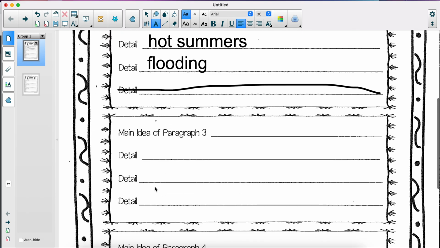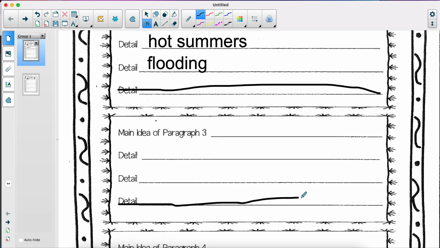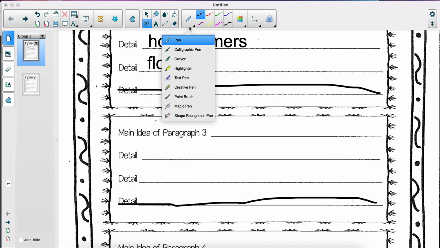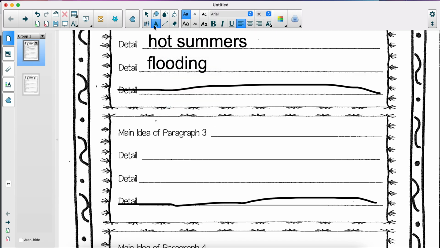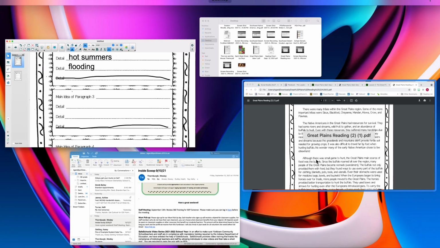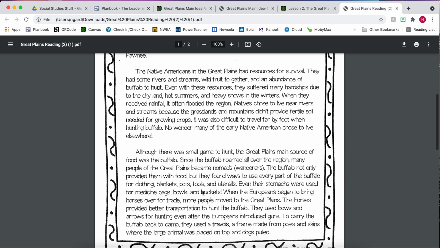So let's kind of start this next one. Again, I'm going to cross out that bottom one, and then I'm going to have you do the rest. So let's look back in the story. Let's look for paragraph 3. So here was 1, 2, here's 3.